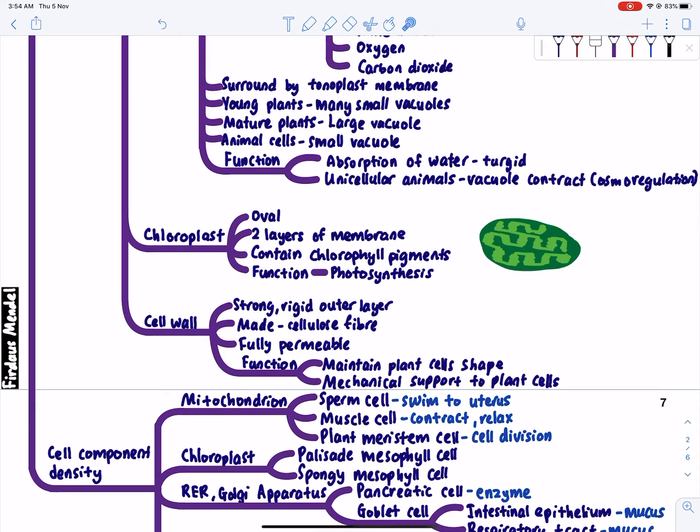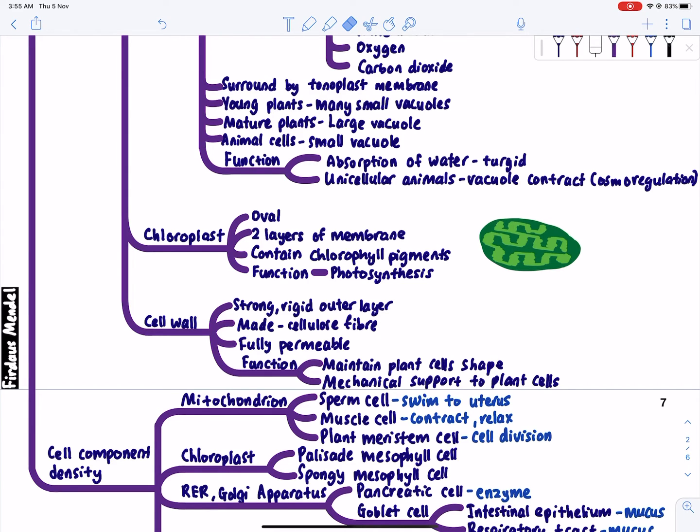The function is photosynthesis. And then of course the plant has a cell wall. The plant cell is well known to have a cell wall. Animal cells do not have a cell wall. Of course, some microorganisms have a cell wall, and also a chloroplast. But for the plant cell itself, they have the cell wall, not the animal cell.